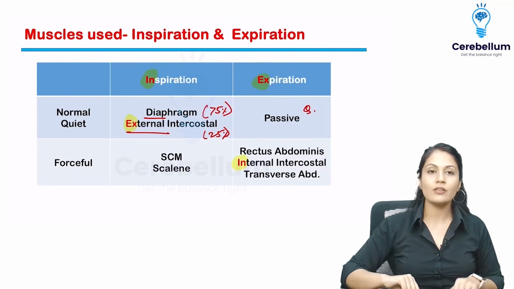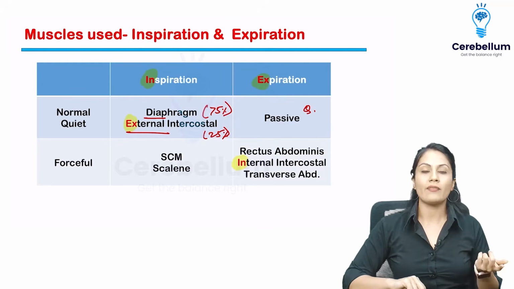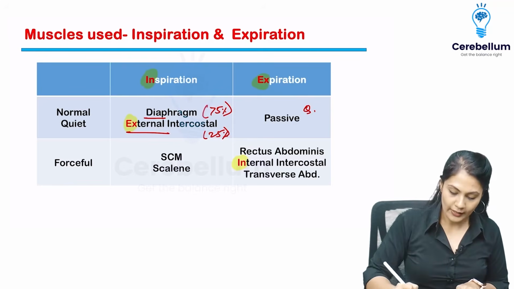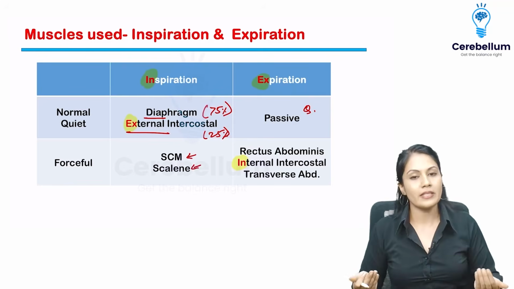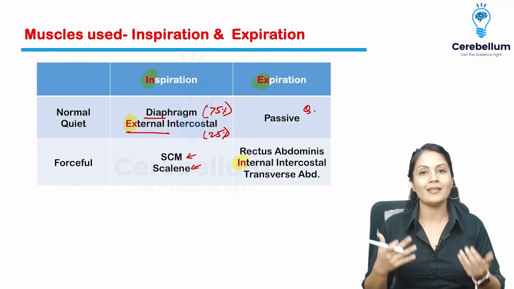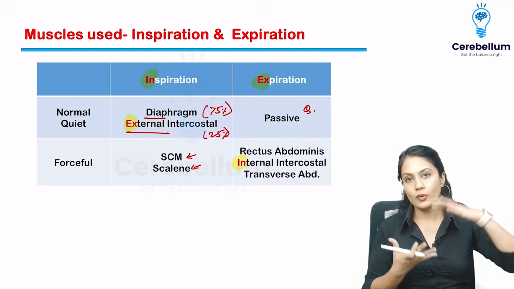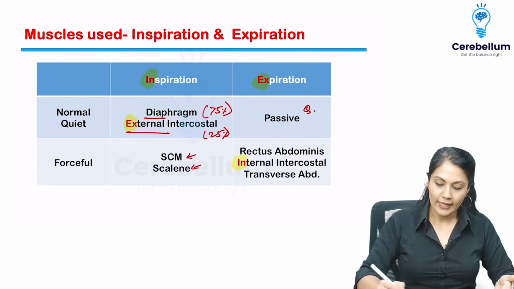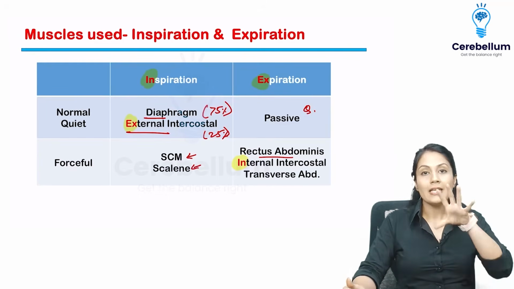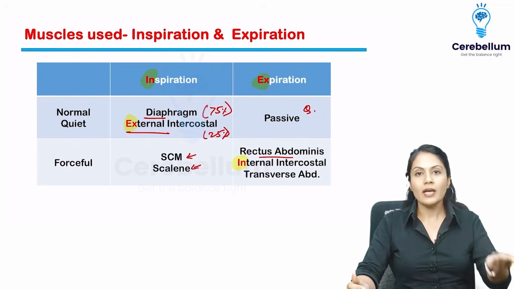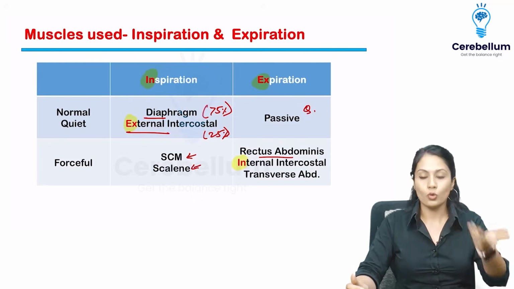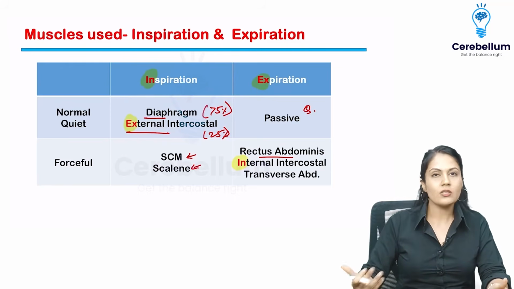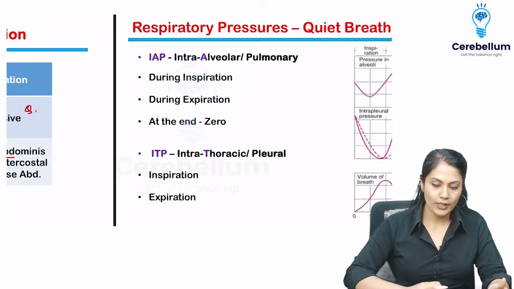Alright, but during forceful inspiration, along with the diaphragm and external intercostal, some extra muscles are required to be contracted. And what are those? Those are nothing but the SCM, that is the sternocleidomastoid muscle, and the scalene muscle. They are going to further increase the vertical diameter and further increase the inspiration, further decrease the pressure, right? And if I talk about forceful expiration, then your abdominal muscles must be contracted. With the help of that, we can push the air with more force. That is nothing but rectus abdominis, internal intercostal, and transverse abdominis. The internal intercostal is also going to help us push the air outside.